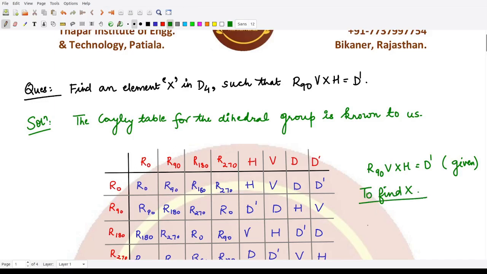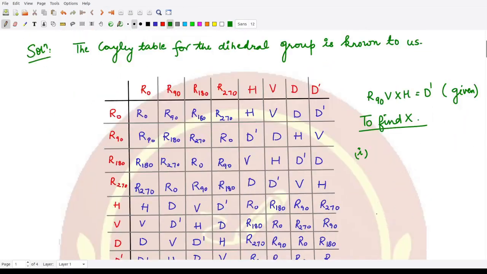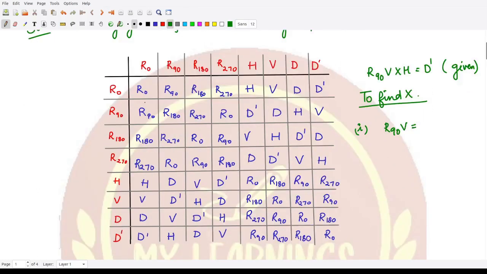So let's go step by step. In the first step, let's solve what is R90 * V. Let's see in our table. R90 is here, V is here, so the answer is D. So we can substitute it here. This is equal to D. So this implies R90 V X H equals D' would be equal to D X H equals D', correct? This is what we have.